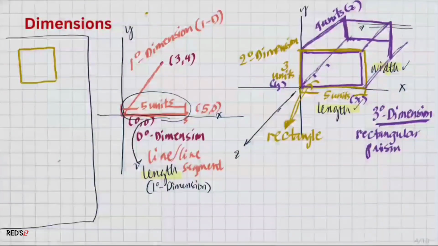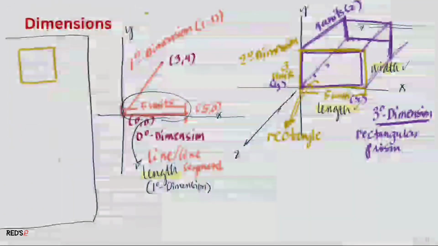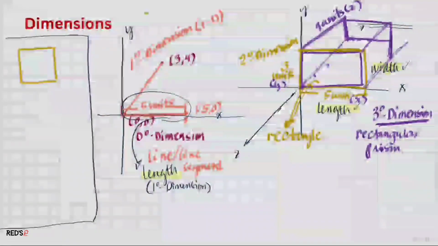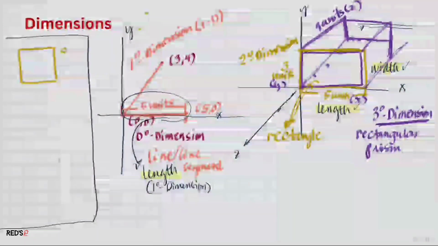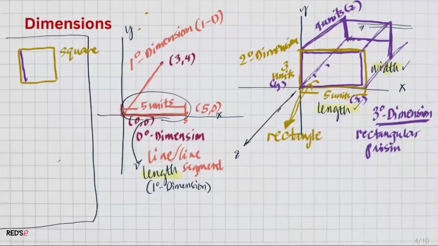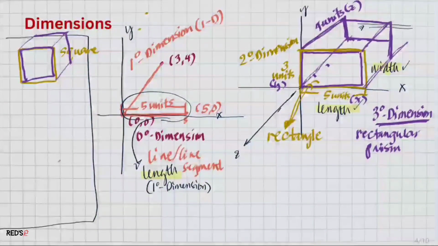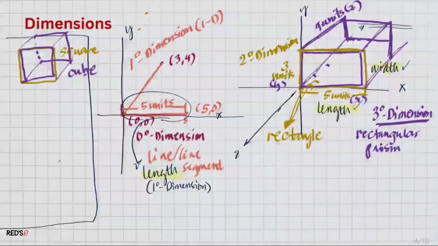Okay, that's a square. Now, what do we get if we make that a 3D figure? So if we will be making that into 3D, we extend it to the z-axis, and then we will be getting a cube, right?